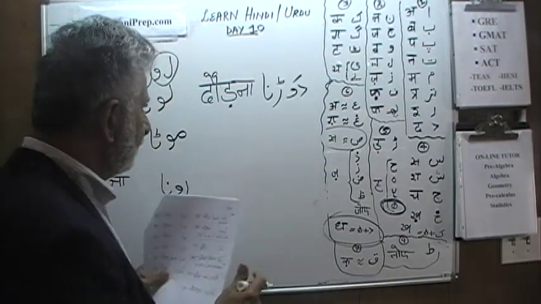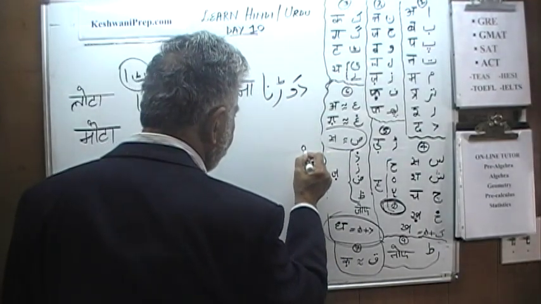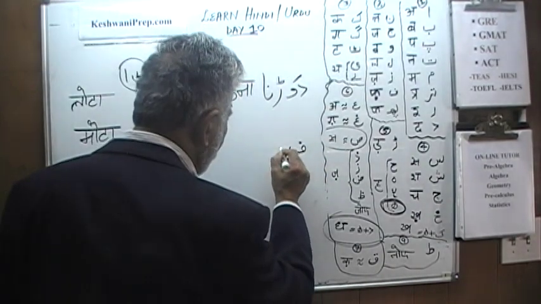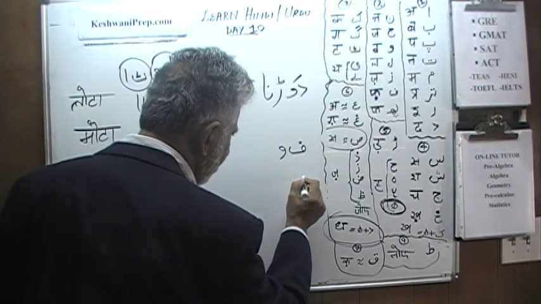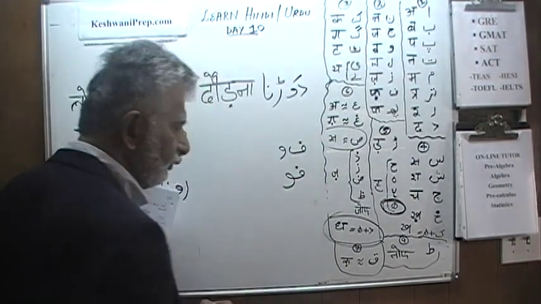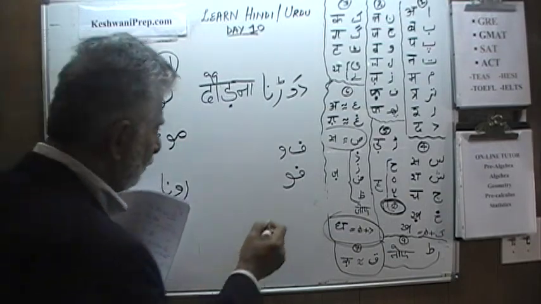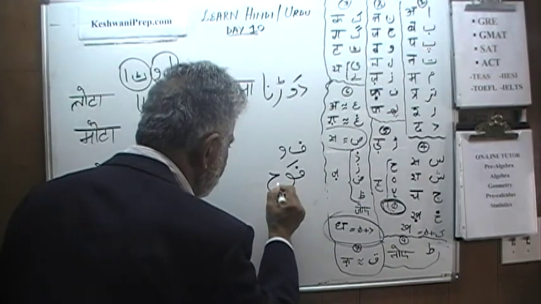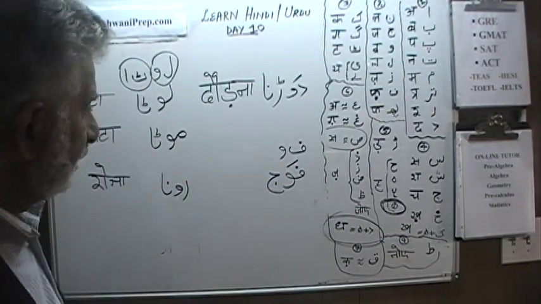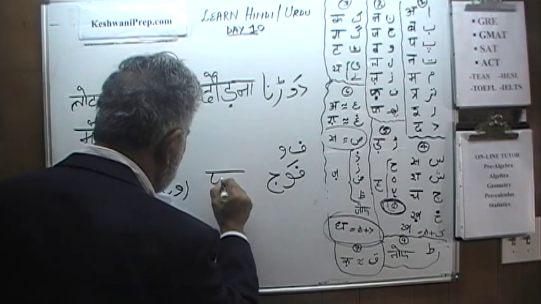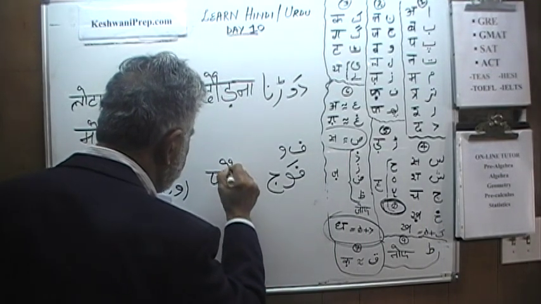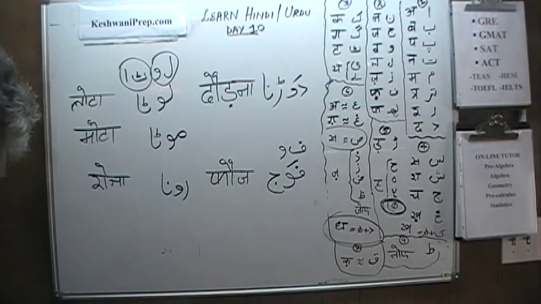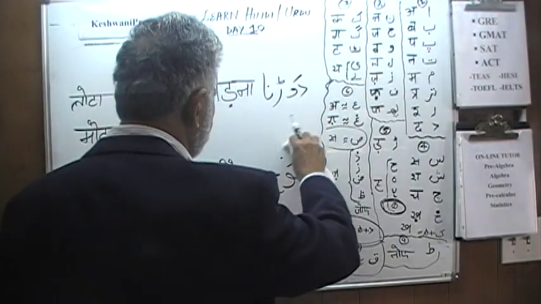Let's look at one more with a long sound. This is our f. We call it fe, and it's going to join the vowel. So when it joins, it looks like this. Fo. So far it says fo. But as soon as you put a zabar on it, it becomes longer. Fo, fo, jim. Fauj. Fauj is army. We need two of them because we have a zabar and then a j. Fauj.